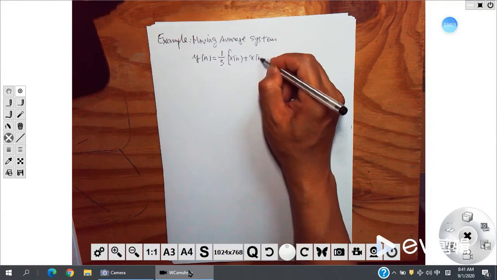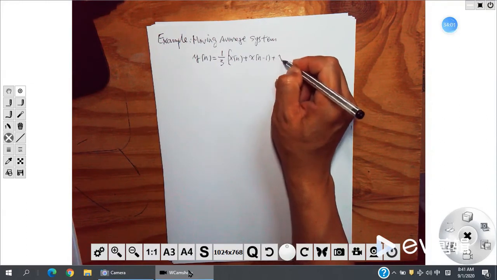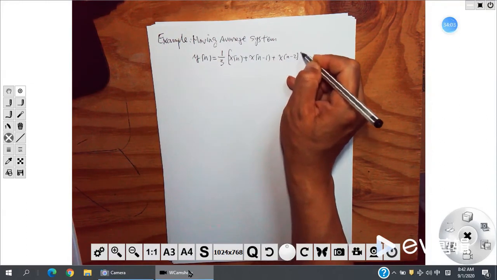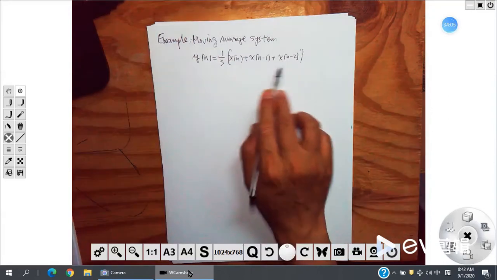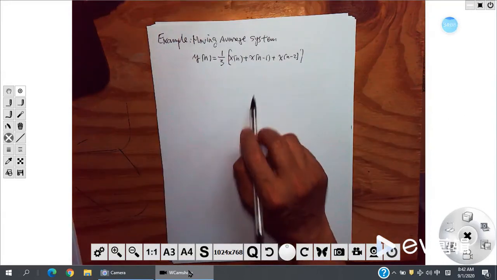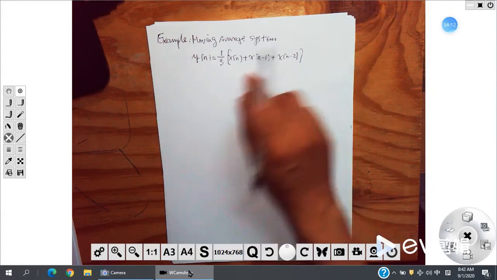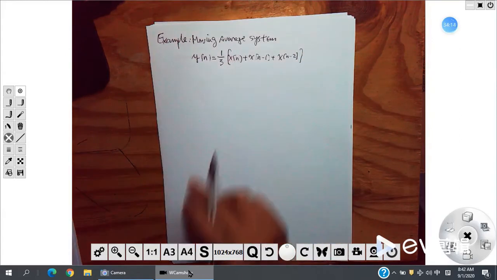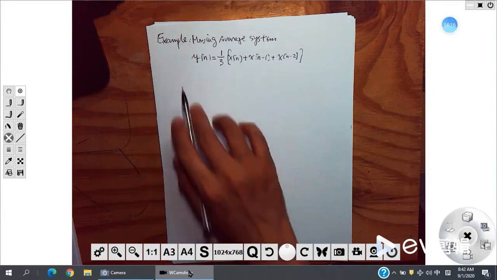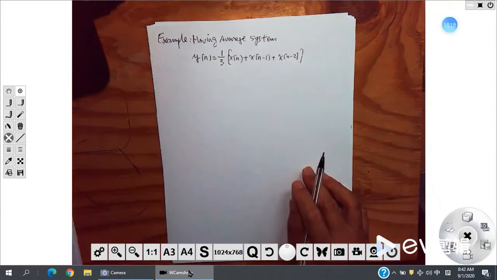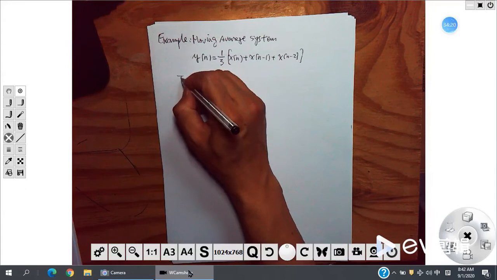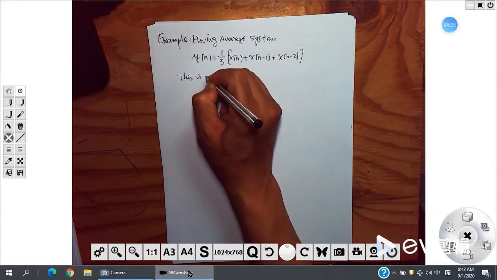Here's x of n minus 1 and then x of n minus 2. So I take the average of these 3. If you want more, you add x of n minus 3, and here divide by 4. That's also a moving average. But now we consider the moving average like this. Then this one is an LTI system.